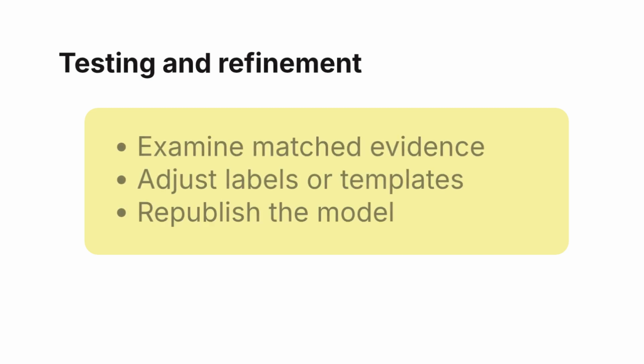Rule-based development is iterative. Semaphore provides tools such as the document analyzer and the classification analysis tool to inspect which rules fired and why. You can examine matched evidence, adjust labels or templates, and lastly, republish the model. Each publish cycle regenerates rule bases consistently and transparently.